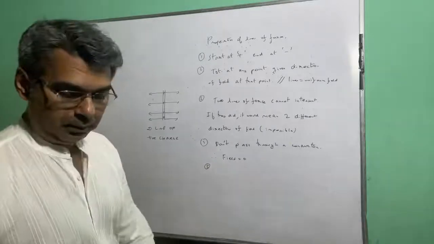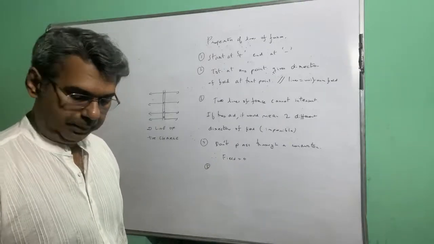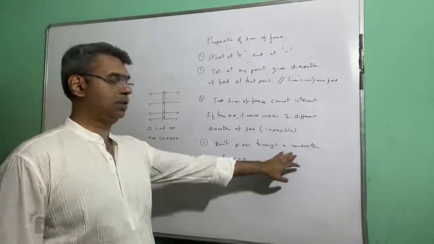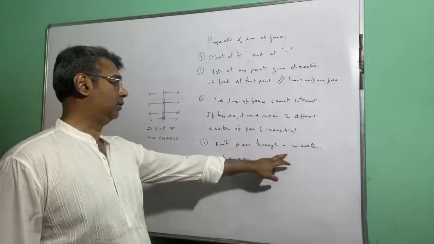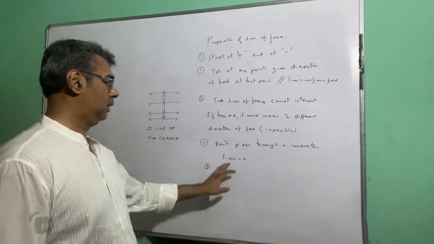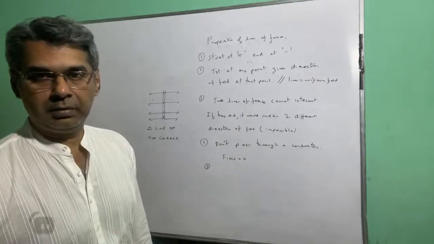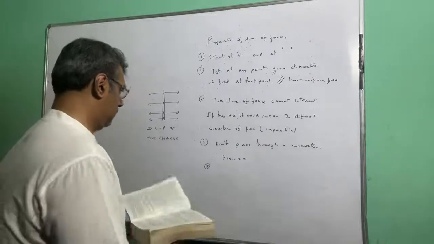Okay, property number 4. Lines of force never pass through a conductor. That means inside a conductor the field will be zero, because they will not pass through a conductor.